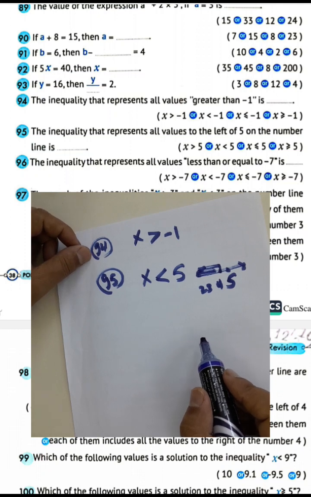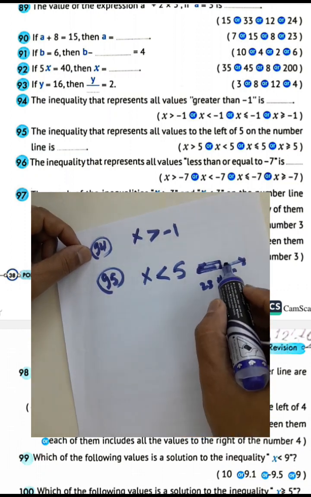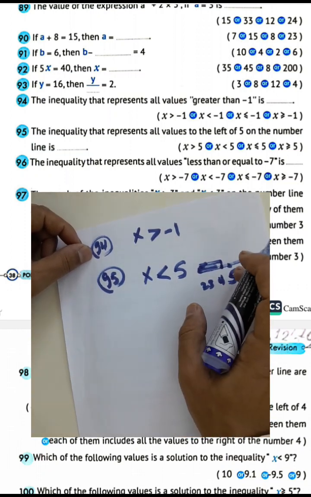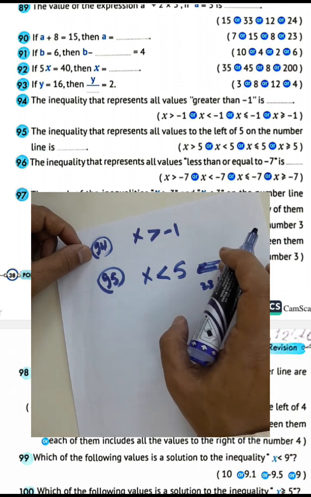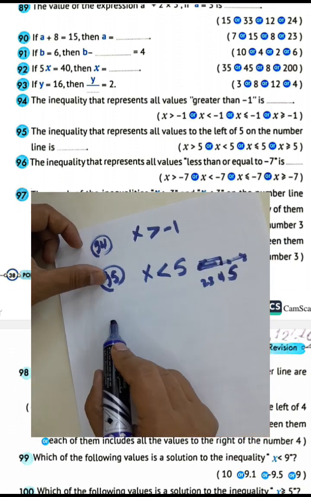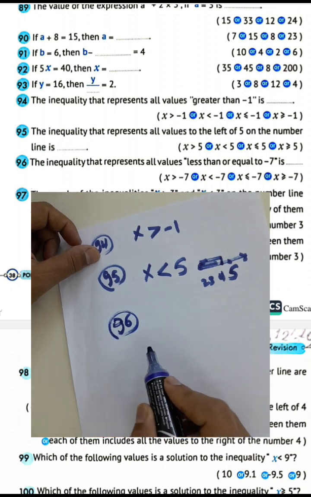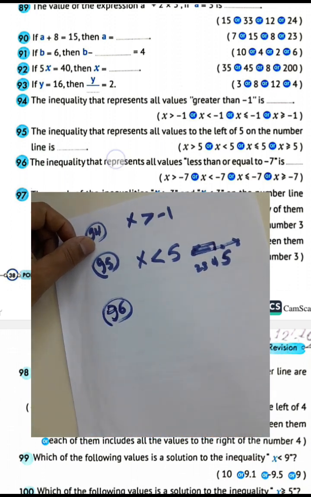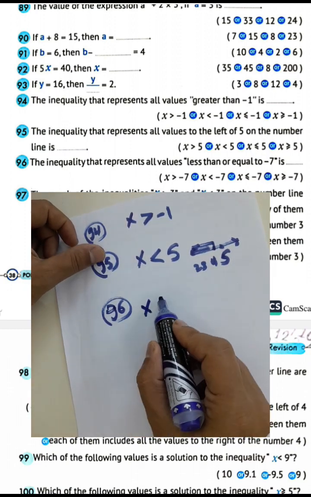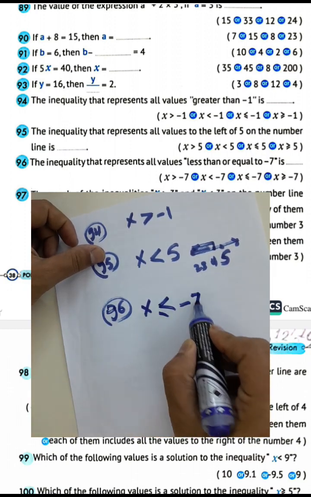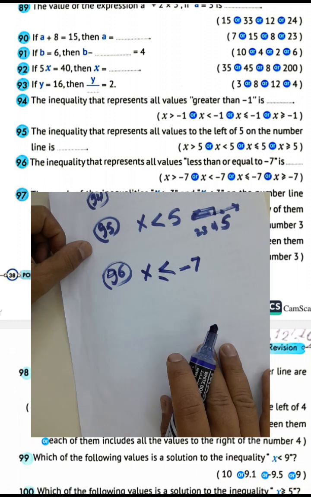Okay, and in the decimal numbers we can write from this number 5 open, right? This circle is open to the left hand side. And question 96. The inequality that represents all values less than or equal to -7 is x less than or equal to -7.